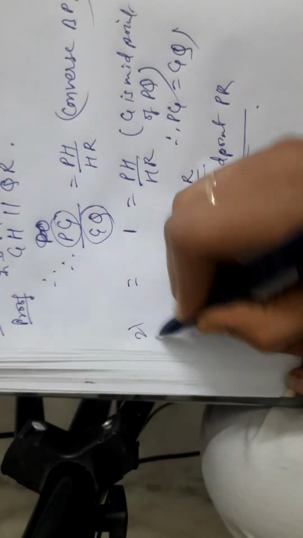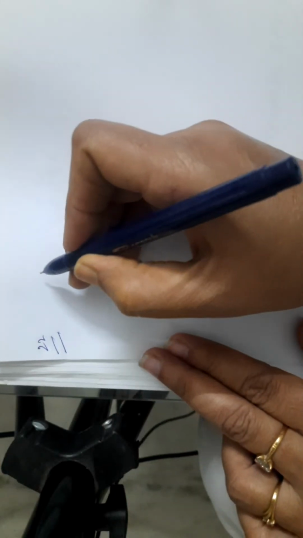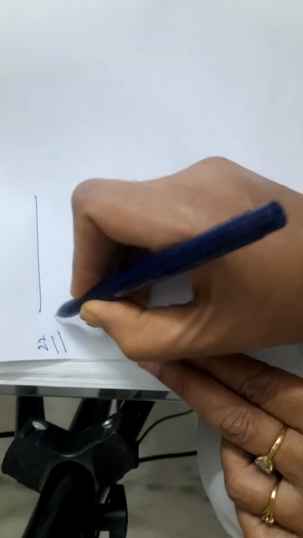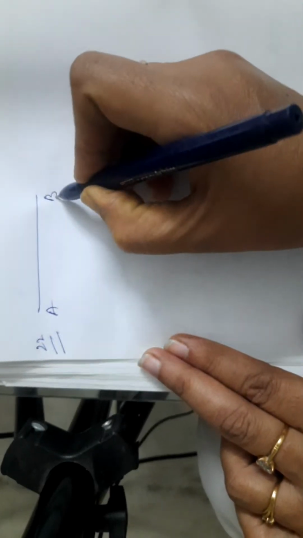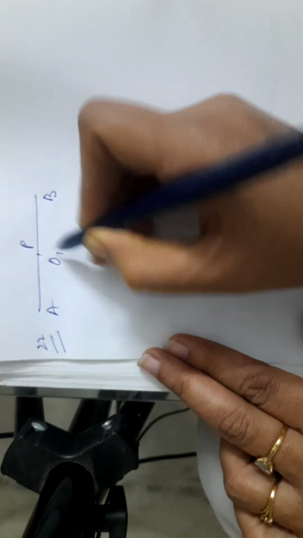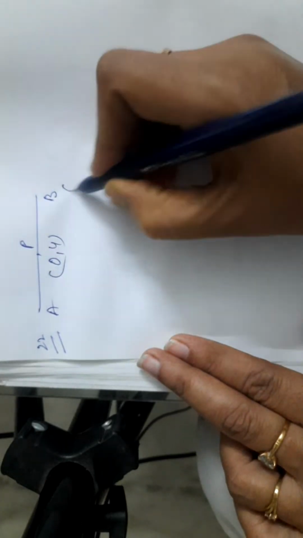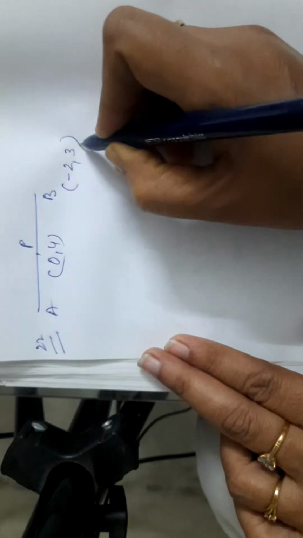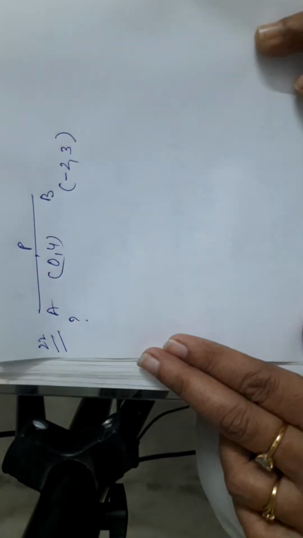Okay, now the next question. This is the 21st question. We did section B, we started. Now the next question is related to coordinate geometry. Question number 22: the midpoint of the line segment AB is P, which is (0, 4). Coordinate of B is given as (-2, 3). Then find the coordinate of A.